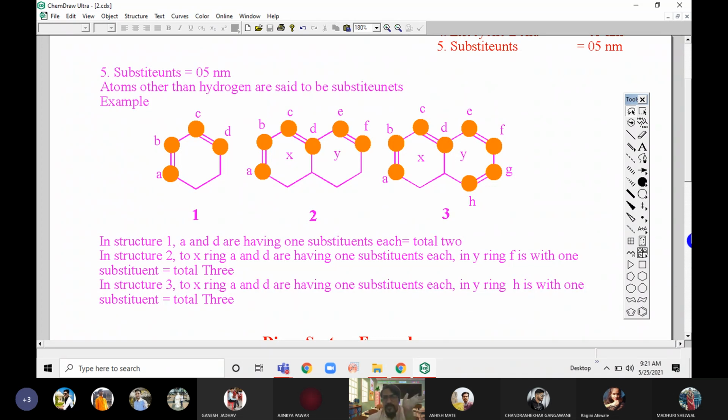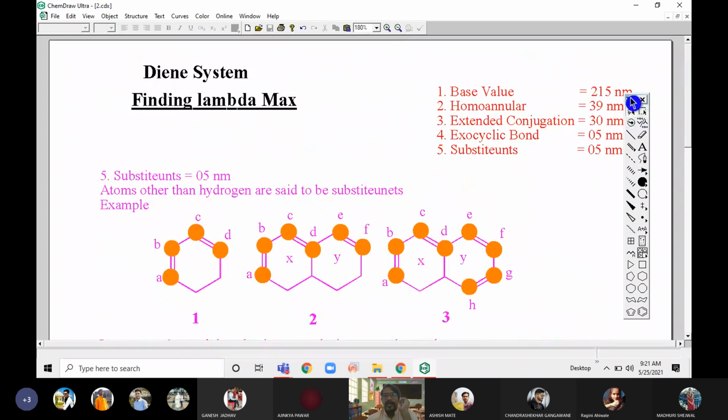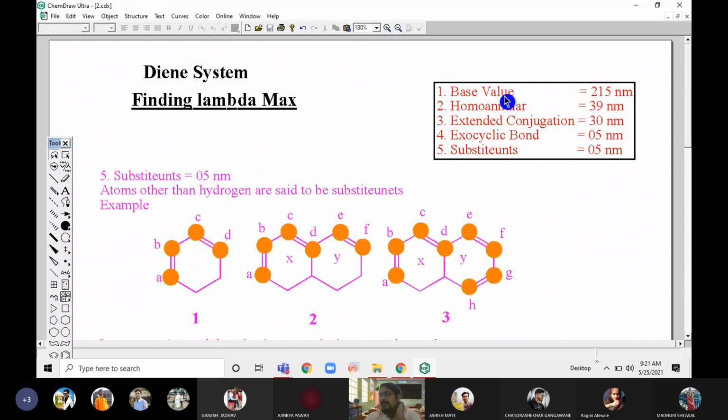There are 5 rules, and we are going to add these values. For the base value, 215 nanometer we have to add. For homoannular, if a homoannular system is present, we have to add 39 nanometers. If there is an extended conjugation, we have to add 30 nanometers. If it is having an exocyclic bond, we have to add 5 nanometers. And lastly, we have to add 5 nanometers for each substituent present on the given diene system. So these are the 5 rules.